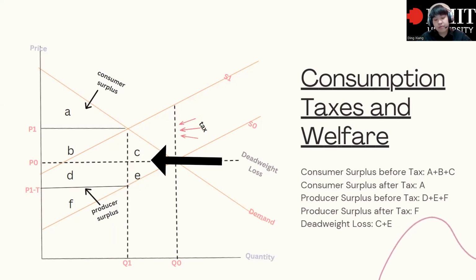In conclusion, consumption tax reduces consumer and producer surplus and can cause deadweight loss. Policymakers and economists must understand this consequence to assess taxation policy efficiency and equality.